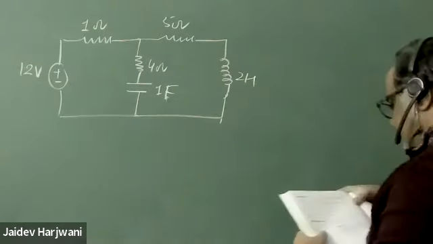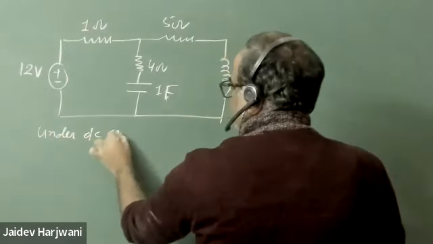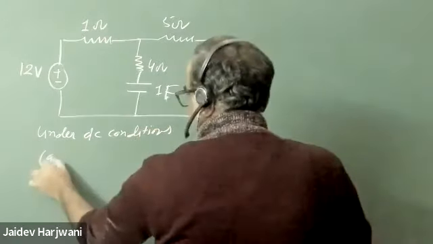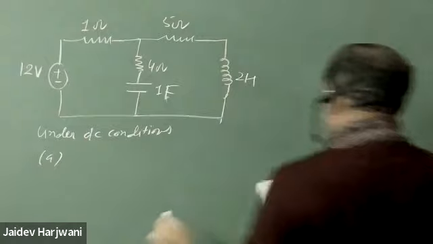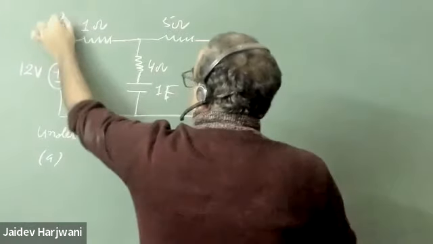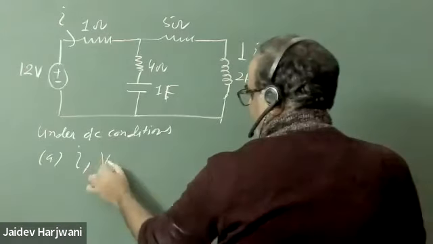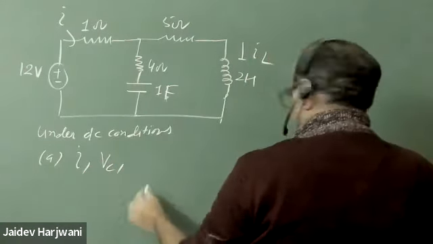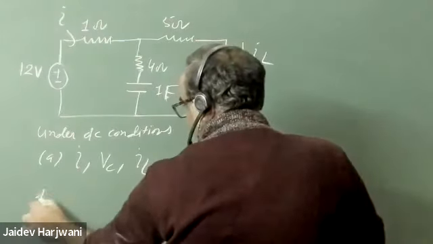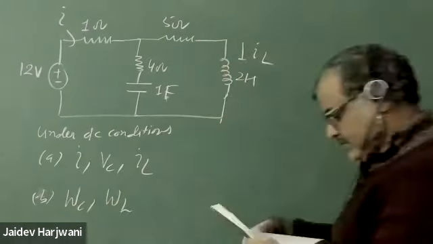In this question they are asking, under DC conditions, find A: you have to find the total current I, then VC, the voltage across the capacitor, and IL. And number 2, you have to find B: the energy stored in the capacitor and the energy stored in the inductor.